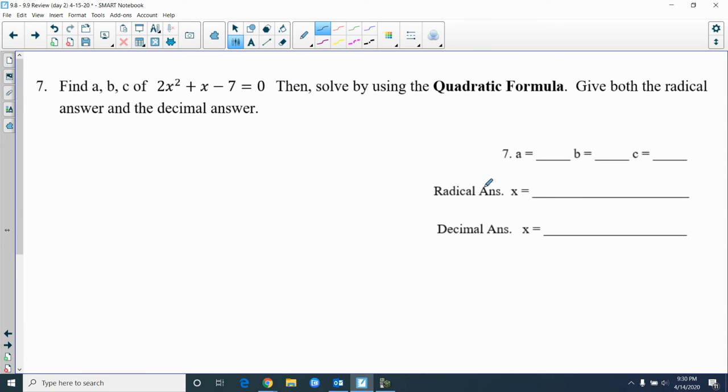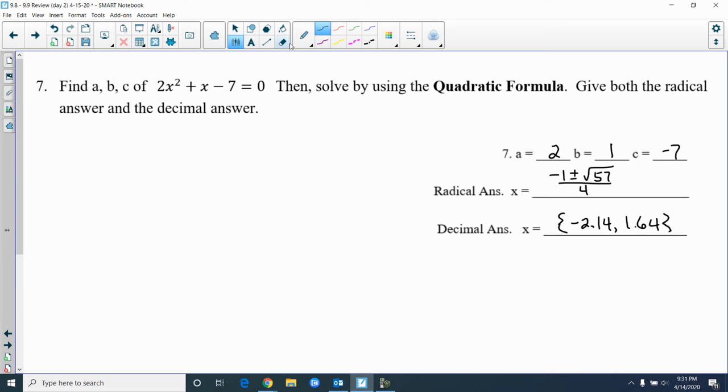7. All right, this is how it is going to look on the test. It'll say radical answer, it'll say decimal answer. It'll give you both spots for that. And here's what your answers are going to be. Now, in this case, it already equals 0. I'm going to fill in my A is 2, my B is 1, and my C is negative 7. All right, here is the radical answer. X equals negative 1 plus or minus the square root of 57 all over 4. The decimal answer is negative 2.14 and 1.64.